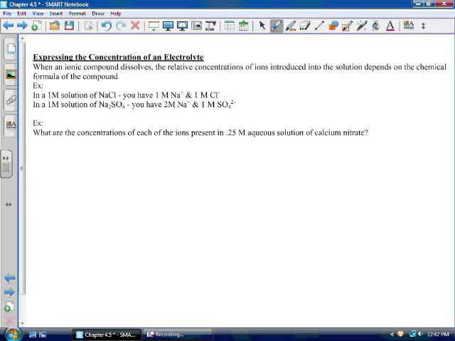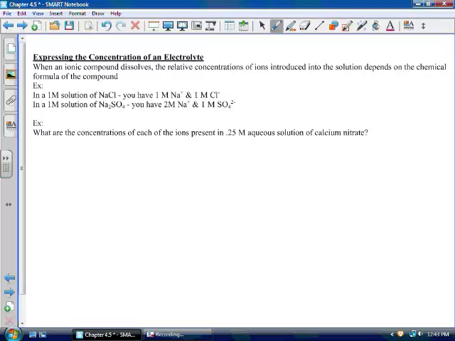So for example, a 1 molar sodium chloride solution: since I had 1 mole of sodium chloride going in, I have 1 mole of sodium in solution, and I have 1 mole of chloride in solution. So my concentration of my 2 ions would be 1 molar sodium ions and 1 molar chloride ions.